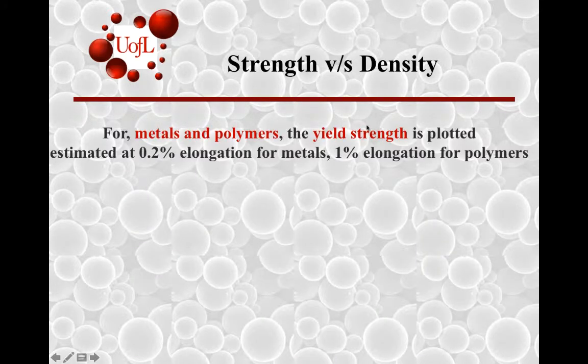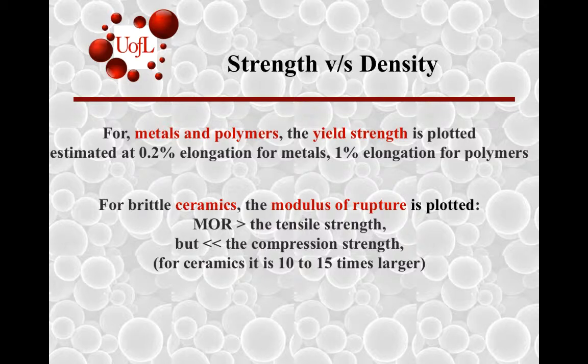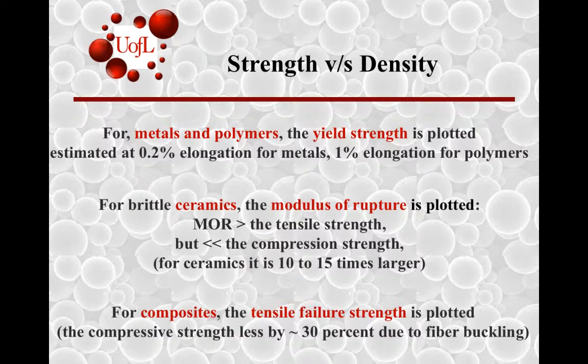So for metals and polymers, the yield strength is plotted and estimated at 0.2% elongation for metals and 1% elongation for polymers, because intrinsically the two materials offer very different elongation levels. For brittle ceramics, the modulus of rupture is plotted. Typically, the modulus of rupture is greater than the tensile strength, but very much less than the compression strength. For ceramics, the compression strength is about 10 to 15 times larger than the modulus of rupture. For composites, the tensile failure strength is plotted because fiber buckling occurs that affects the overall strength of the properties.